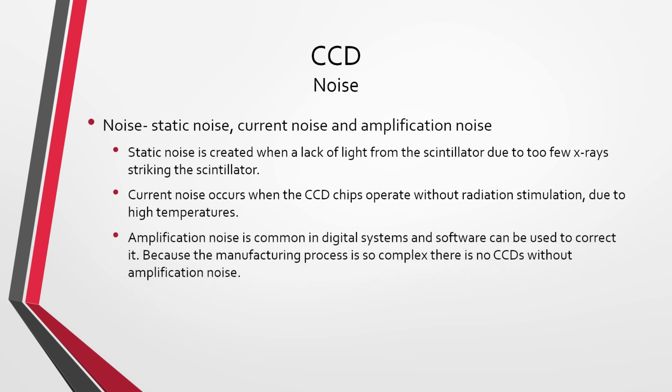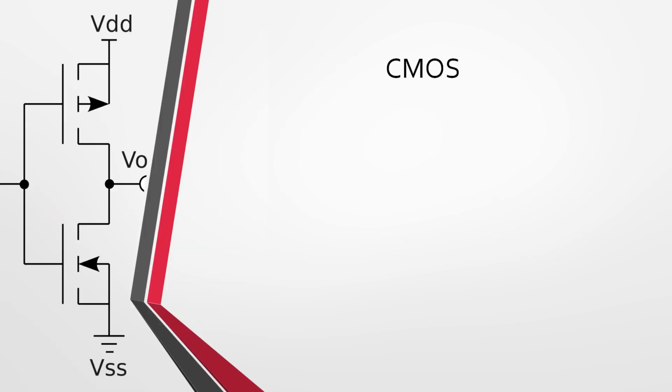Amplification noise is common in digital systems, and software can be used to correct it. Because the manufacturing process is so complex, there are no CCDs without amplification noise. The signal is going to be amplified, and there's going to be noise involved with that. That's all that this is saying. Let's move on to CMOS.